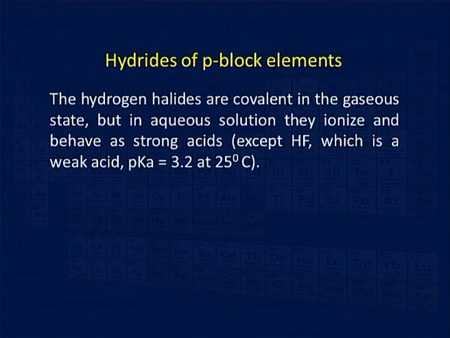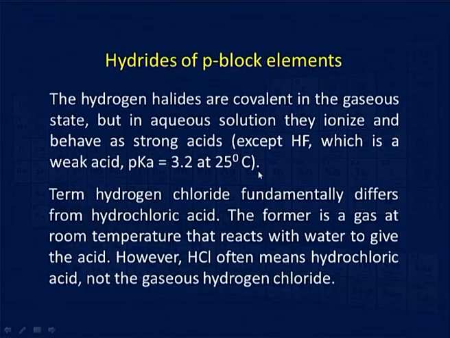The hydrogen halides are covalent in the gaseous state, but in aqueous solution they get ionized and act as strong acids, except HF, because HF is a weak acid with a dissociation constant value of 3.2 at 25 degrees centigrade. The term hydrogen chloride fundamentally differs from hydrochloric acid. We usually say HCl and think of the liquid form, hydrochloric acid, but there is a slight difference. The former is a gas at room temperature and reacts with water to give the acid. However, HCl often means hydrochloric acid, not the gaseous hydrogen chloride.